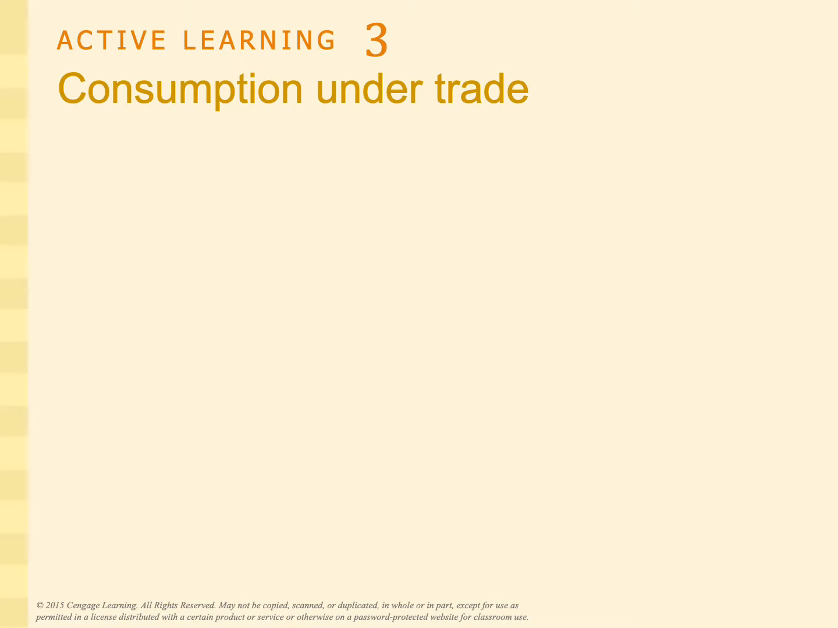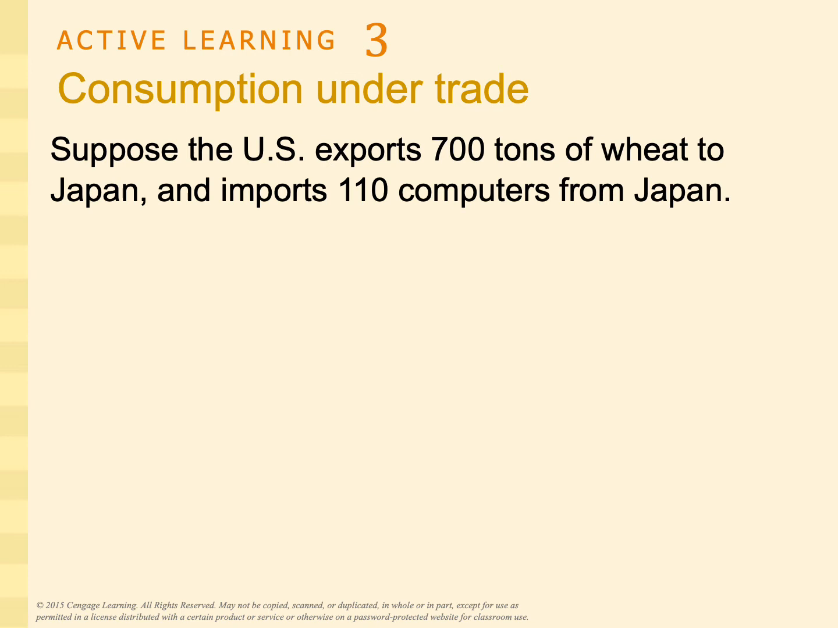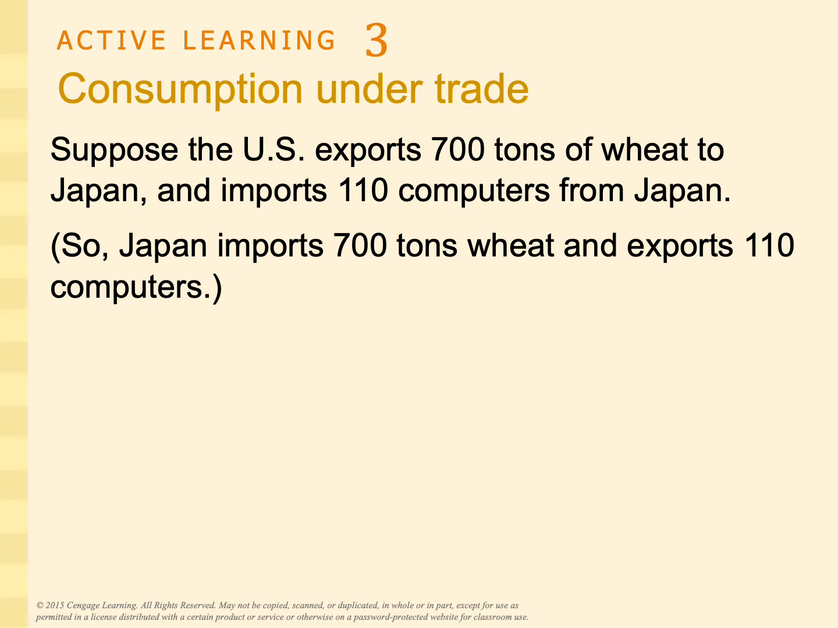All right, so now getting to our trade scenario. Suppose the U.S. exports 700 tons of wheat to Japan and imports 110 computers from Japan. And what this means, conversely, is that Japan therefore imports those 700 tons of wheat from us and exports 110 computers back to us.